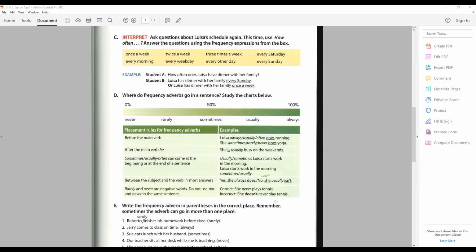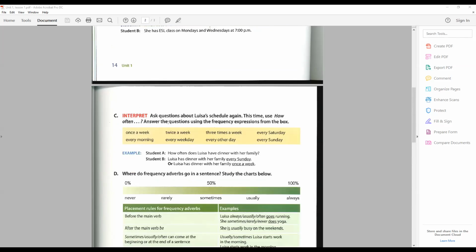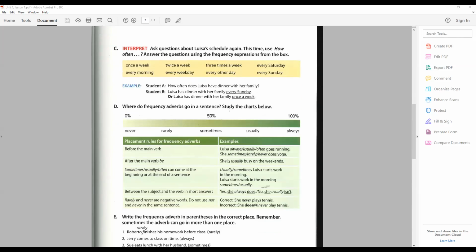3 times a week, 3 veces a la semana. Every other day, un día sí, un día no. Every Saturday, cada sábado, or every Sunday, cada domingo. So instead of using what time, or when, now we are going to use how often. Okay, so it's the same thing. Here's example number 1. So student A, how often does Luisa have dinner with her family? Luisa has dinner with her family every Sunday, or Luisa has dinner with her family once a week.